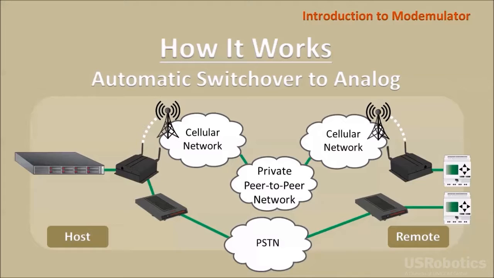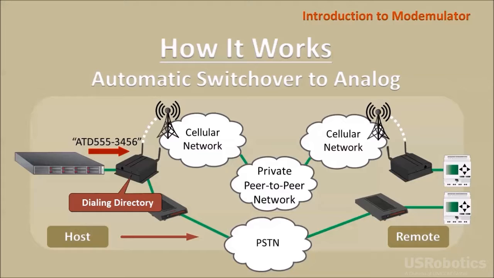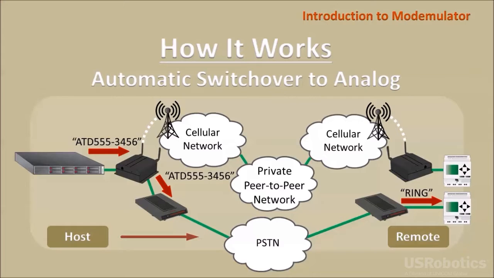When the host software initiates a connection to a remote dial-up site, it sends a dial command to the host modemulator. The dial command contains the phone number of the remote dial-up site. The modemulator will search for that phone number in its user-programmed dialing directory, but the phone numbers of dial-up sites are not programmed into the dialing directory, so the modemulator will then forward the dial command to the attached analog modem. Then, if the telephone network is available, the remote analog modem normally sends a ring indication to the remote processor.